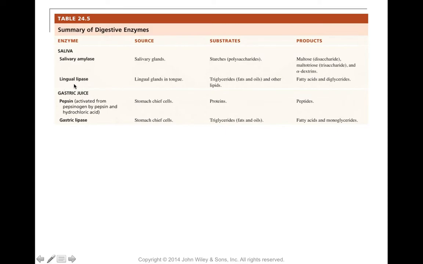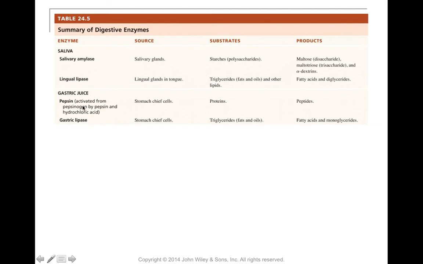We also have lingual lipase, which also comes from the saliva. As you might imagine, it's a lipase. It's going to break down fats, so it's going to break down triglycerides into fatty acids and diglycerides. So again, we're going from large to medium here in the saliva. We're not going from medium to small yet. Later on in the stomach and in the small intestines, we're going to be going from medium to small and then smaller yet.